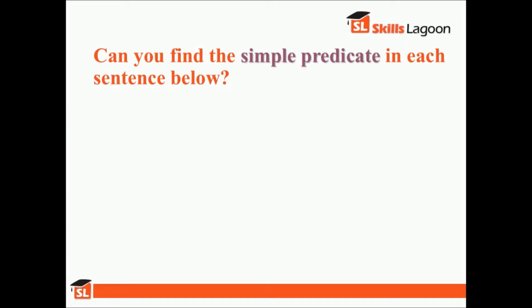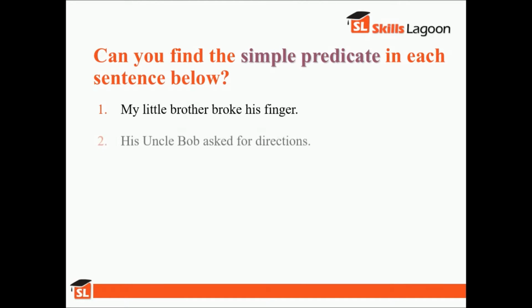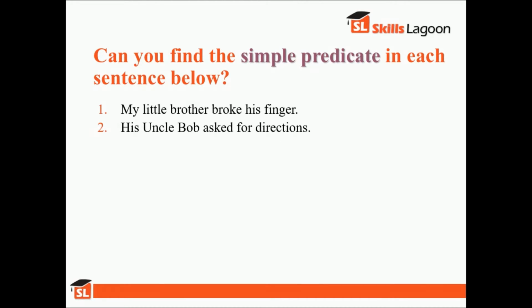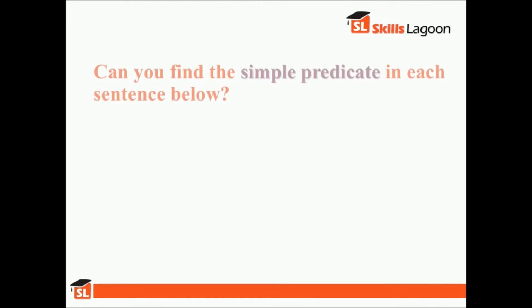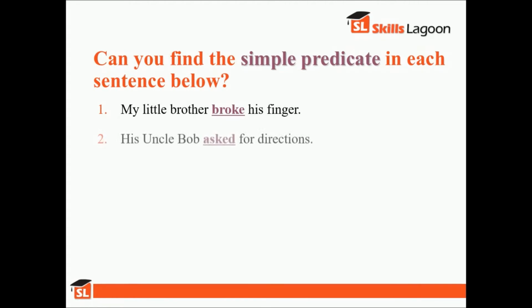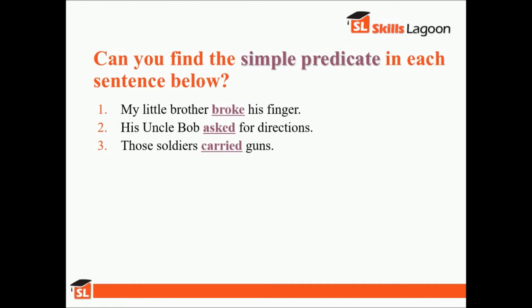Now can you find the simple predicate in each sentence below? My little brother broke his finger. His uncle Bob asked for directions. Those soldiers carried guns. Our babysitter arrived late. So here are the answers. Broke, asked, carried and arrived.